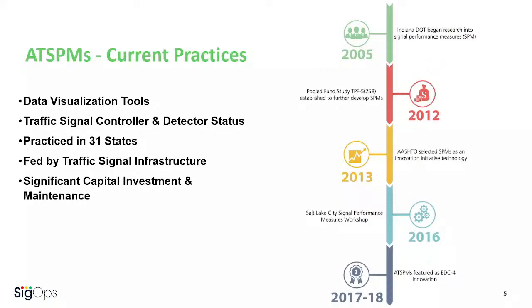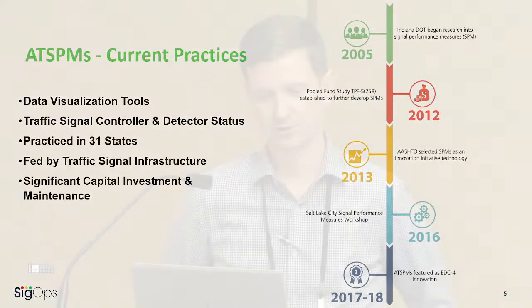So that was initially started out of Indiana in 2005. A pooled fund study was begun for automated traffic signal performance measures in 2012. That, I guess, kind of segued into this study in 2018, and I think officially ended in 2019. 31 states, to some level by 2019, had begun some level of practice with ATSPMs, not necessarily implemented throughout their agencies, but were working with it.